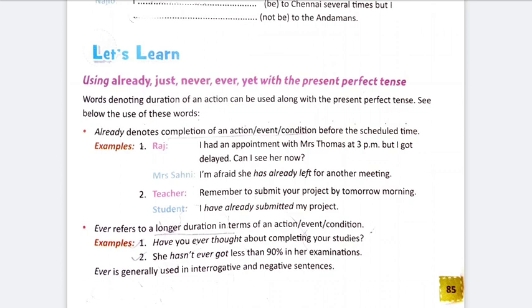Ever is generally used in interrogative and negative sentences. Ever refers to a longer duration in terms of an action. For example, she hasn't ever got less than 90% in her examinations. So throughout her education life, she never got less than 90%. So it's a duration which is expressed through ever.